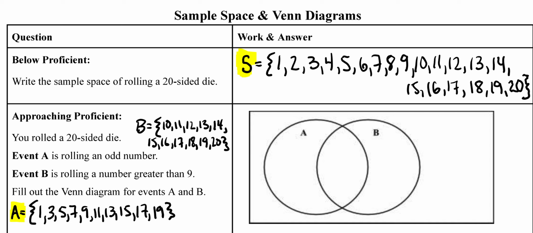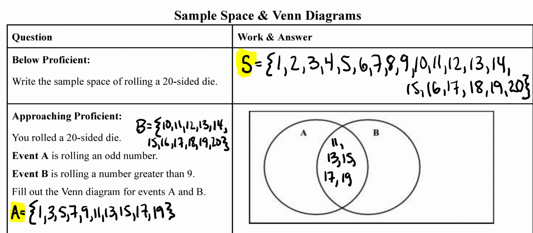Now, once again, A is rolling an odd number. The first thing that I'd want to do is look for numbers that they have in common. So if I look at 10, 10 is in B, but it's not in A. 11 is in both A and B. You want to start with the section in the middle. So 11, 12 is not in there, but 13 is, 15, 17, and 19. And so we can keep track of that.